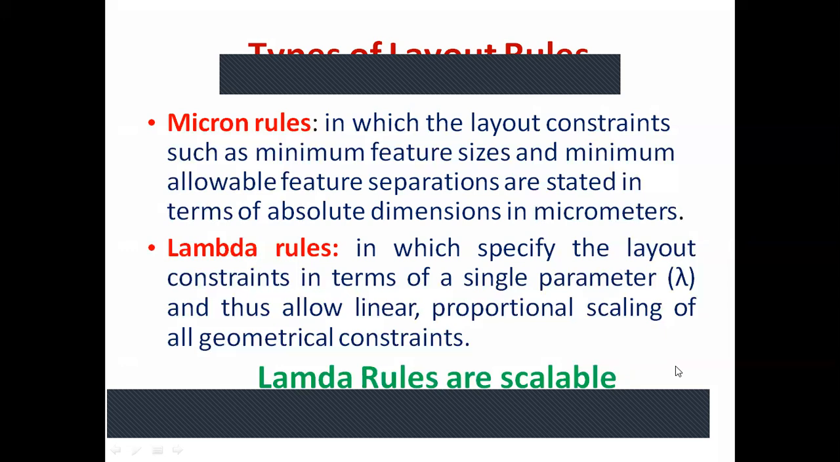But in micron rules, the value is specified by an absolute number, like 1 micrometer, 0.5 micrometer. So if you want to move from one technology to another, micron rules are not scalable. In the case of lambda rules, it is specified in terms of lambda, so change the lambda value and the constraints can easily be changed. So let us now understand lambda rules.